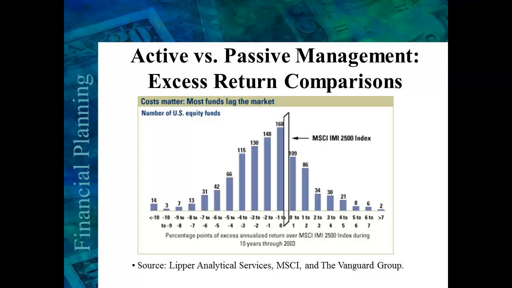The third comparison analyzes the 10-year excess returns for all U.S. equity funds in relation to the Morgan Stanley Capital International Index. As you can clearly see, the majority of funds underperform the index. In all three of these comparisons, the passively managed index outperformed the actively managed portfolio. The consensus of results supports the efficient market theory.